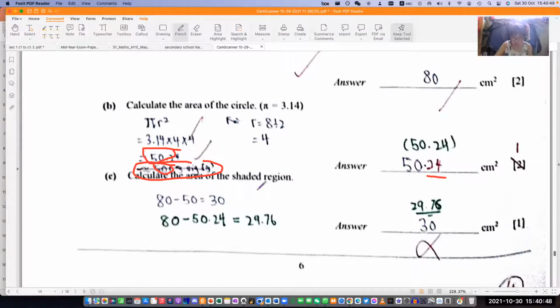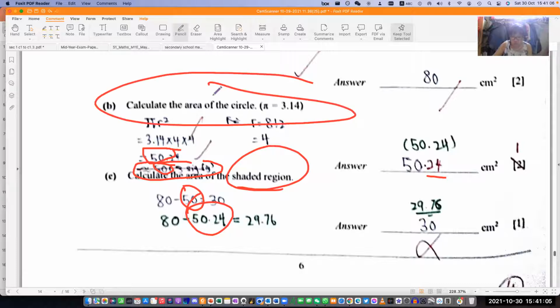And then when you do the last question, why do you choose 50? Why do you never choose the 50.24? In fact, who asked you to round off and round up? Who asked you to round up? Is there any statement here asking you to round up? Hello? No. Then who asked you to round up?